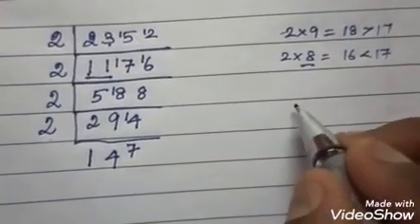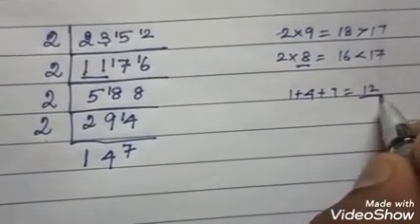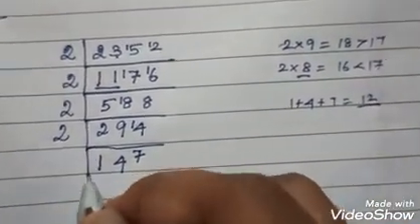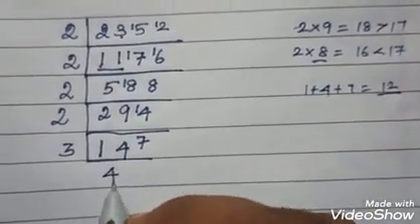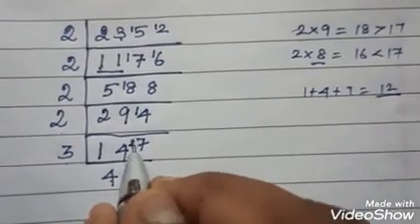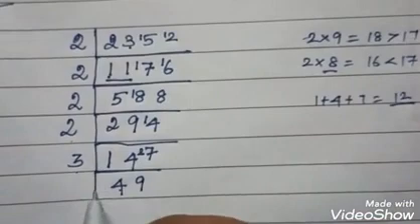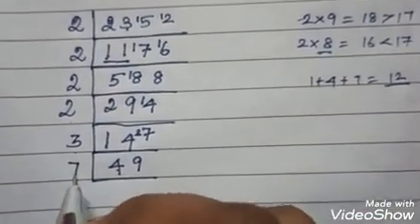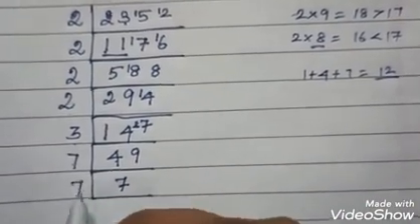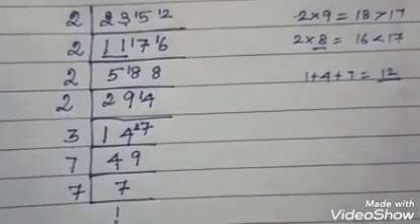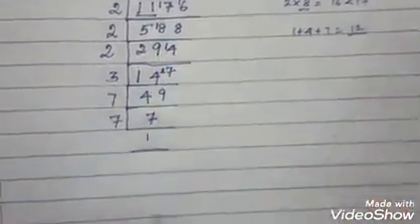So next you need to go with 1 plus 4 plus 7. So it becomes 12. So it seems to be divisible by 3. So just you go with the 3. How many times? 4 times. 3 4s are 12, remaining 2. So 9 3s are 27. So again you go with the 7, 7 7s are 49. 1 times. So once you reach 1, you stop the process. Now you write all the factors.